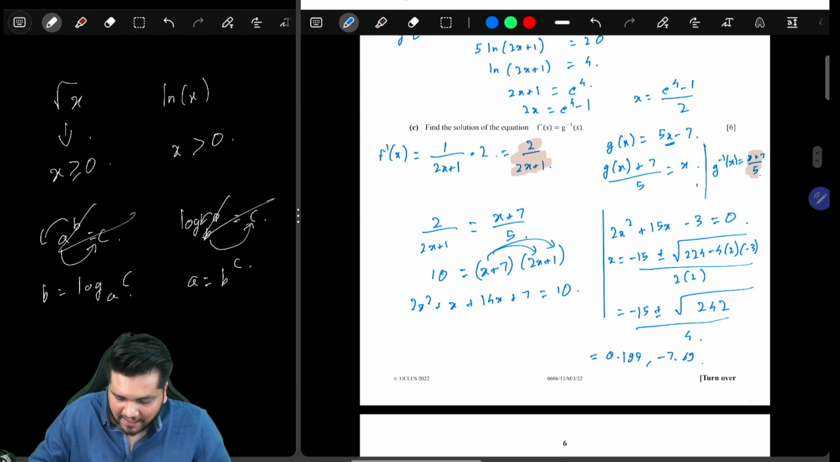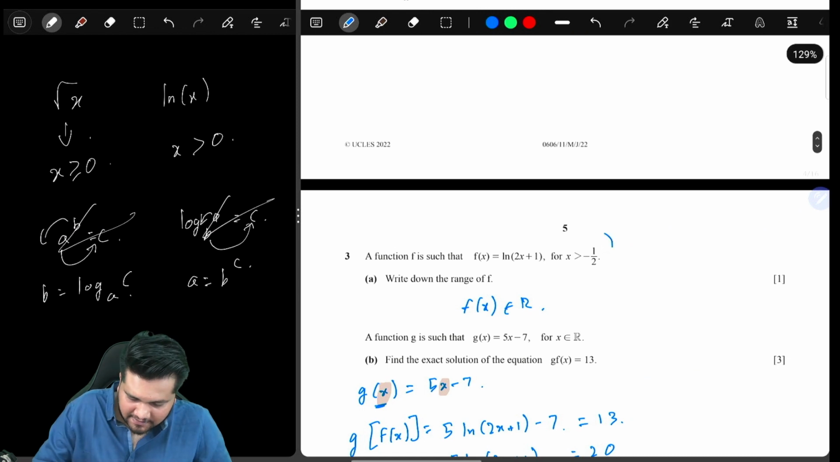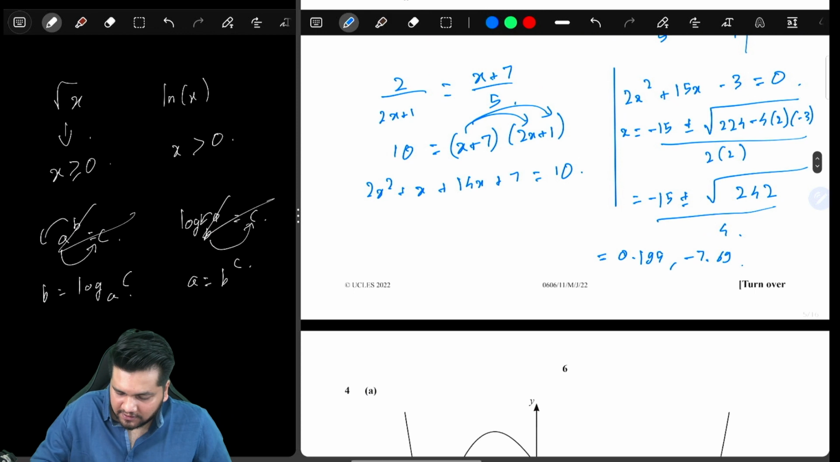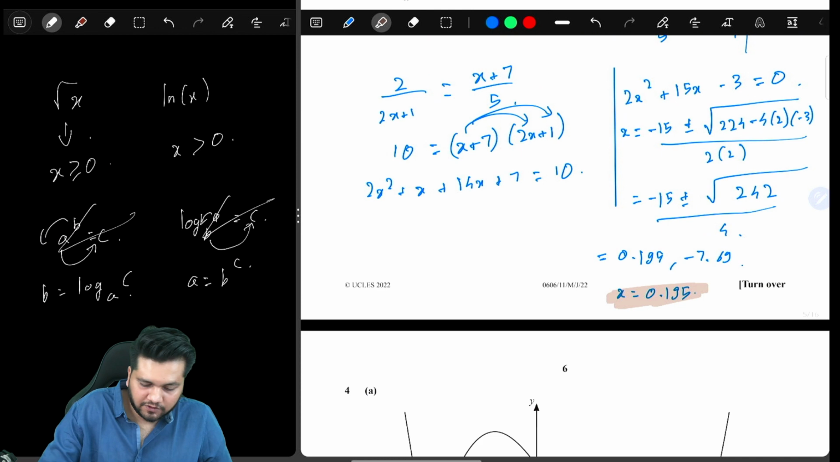Now see, these are the values of the solution, the value of x we are getting. But the thing is, we have already been told that x is greater than minus 1 by 2, right? So of course this won't be in the range, in the domain. So the only value of x would be x is equal to 0.195. That's going to be the only answer. Okay, so we'll have to just discard this value.